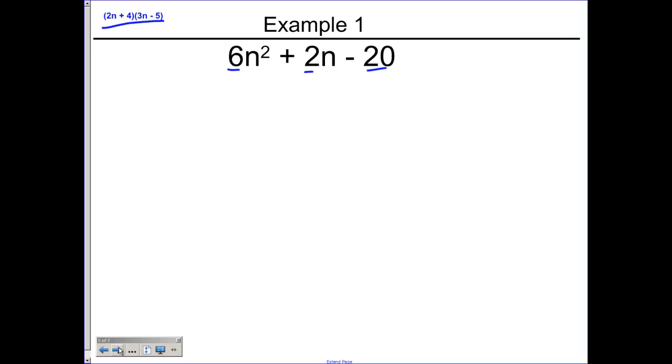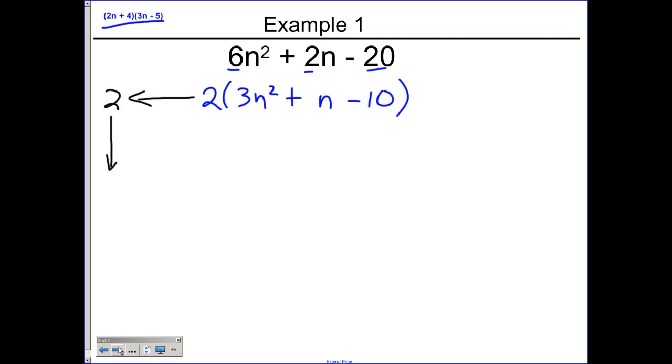Well, it turns out that they all have a 2 in common. So I'm going to factor out a 2. What's left over is going to be 3n squared plus n minus 10. Now this 2 that's out in front, I'm not going to write it down each time. I'm going to put it out to the side here, and when I get to the end I'm going to bring it down because I don't need it when I'm doing my factoring process. All I need is what's inside here.